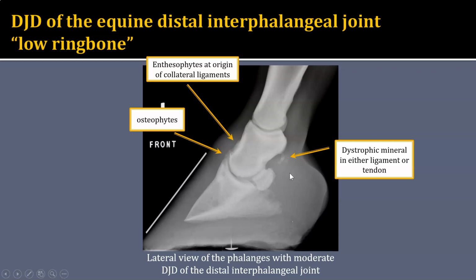On the palmar aspect, this patient also has some mineralization here that is separate from the middle phalanx. This is most likely dystrophic mineralization that is in either a ligament, which could be like the suspensory ligament of the navicular bone, or within a tendon like the deep digital flexor tendon.